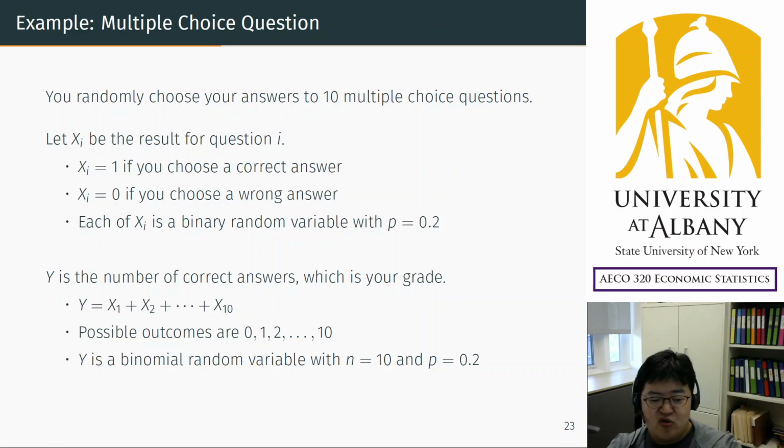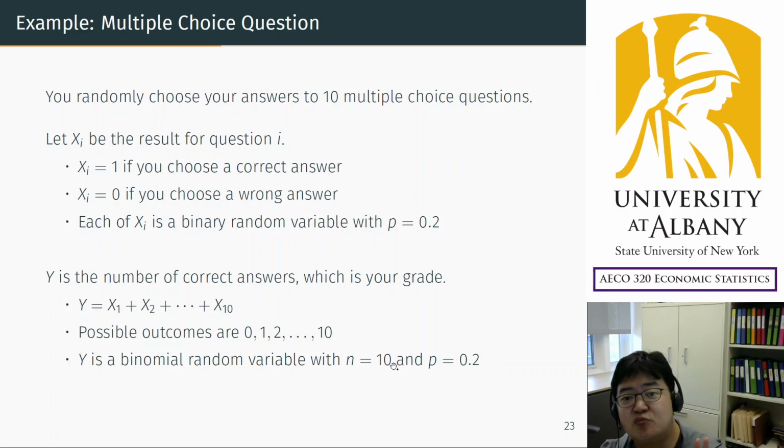So when you have only zeros and ones, summing them is equivalent to counting the number of ones. That's why I wrote it this way. And then the possible outcomes are 0 to 10. You can get one of those grades. And then Y is a binomial distribution with 10 and 20%.